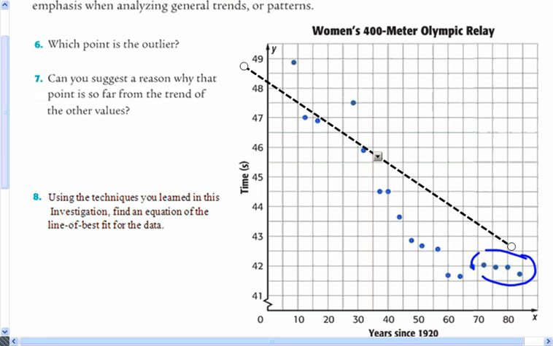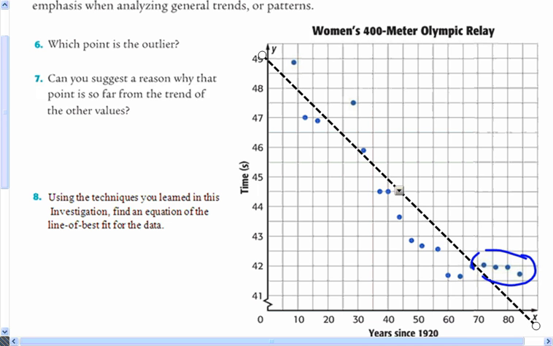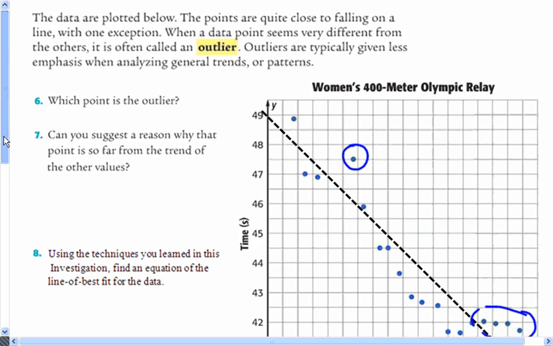Anyway, you may have also noticed that there was this one dot up here that seems to be quite a ways away from the data. That dot is called an outlier. And what you may want to do is get rid of that piece of data, because it's so far from the rest.